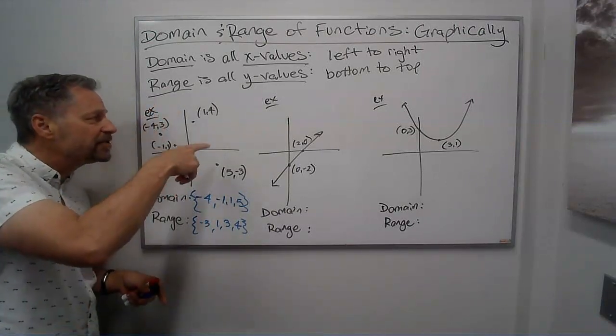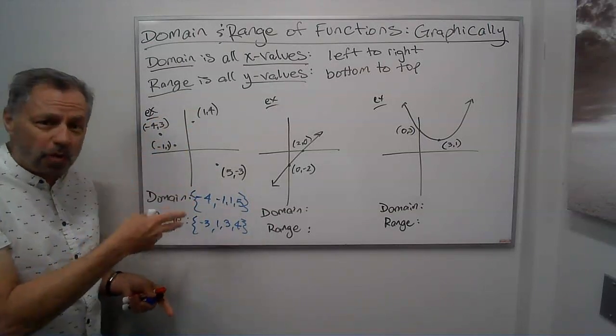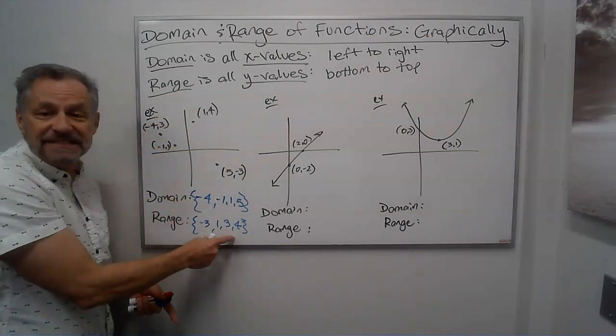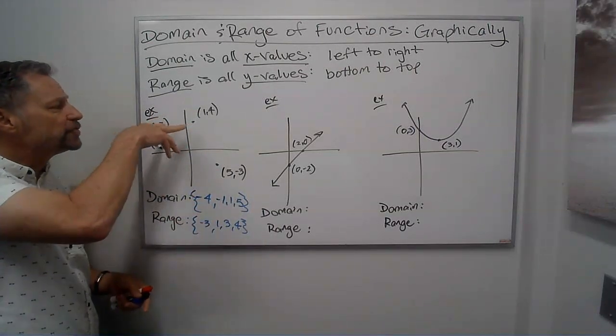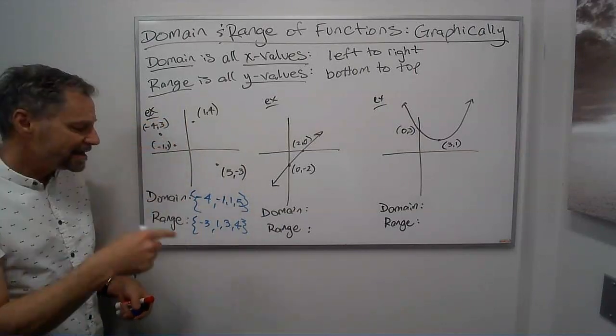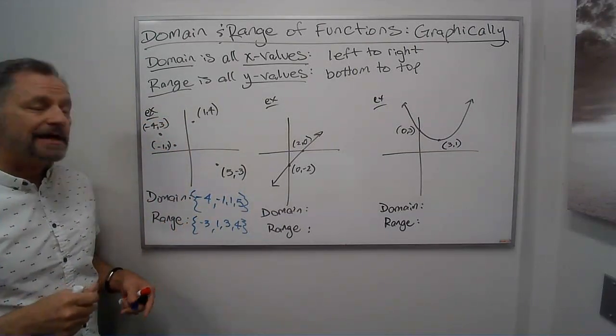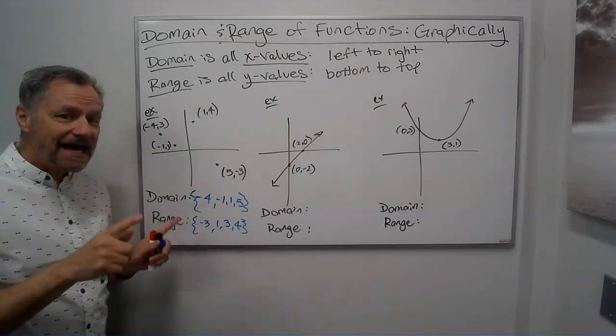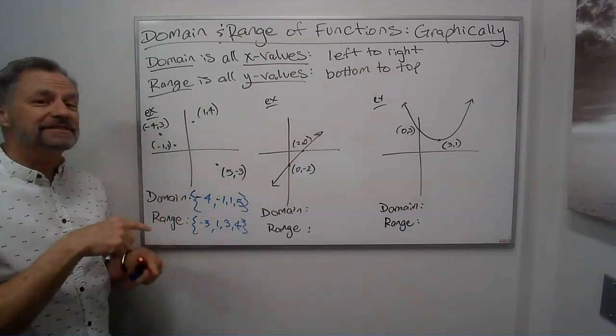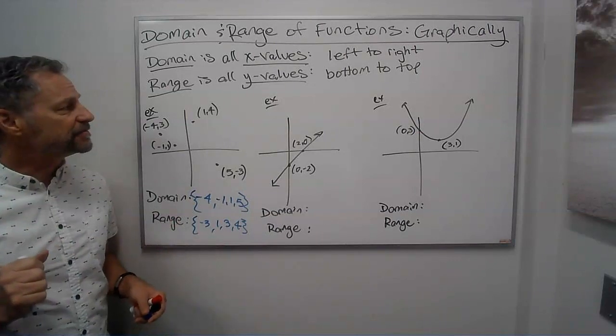If one of the values in the range was listed twice, we would not list it twice in here. We'd only list it once. So if 2 of these dots were at the same height, we would only list that y value once. X values cannot have the same values for 2 different points. Then it wouldn't be a function by the definition of a function.